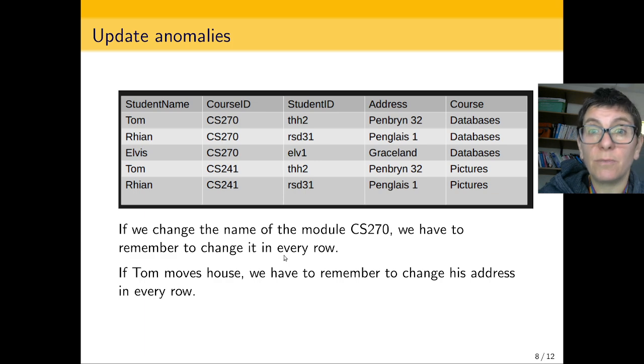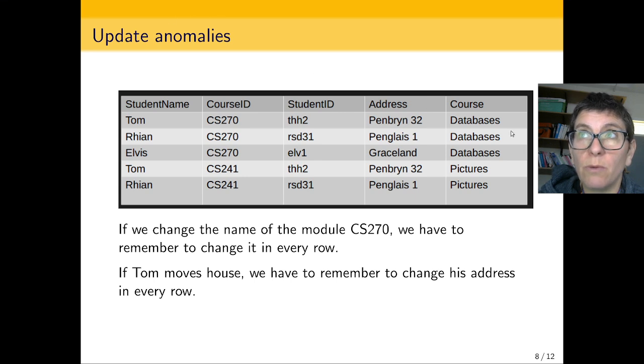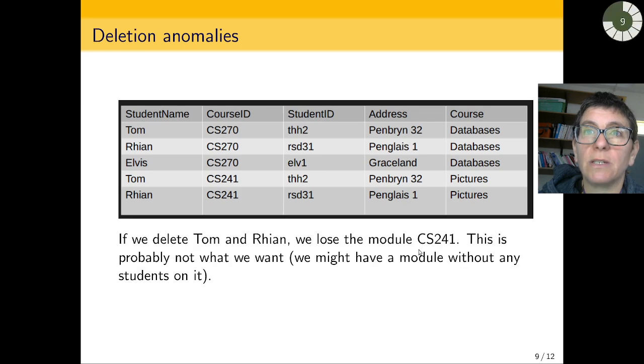Then there's update anomalies, right? So if we have the module 270 and instead of being databases, it becomes, I don't know, SQL. What we could do is we change it in one place, and that's fine, but we'd actually have to change it in 3 places. If Tom moves house, Tom's in the database twice because he's doing 2 modules. If he moves house, we'd have to remember to change his address in every row. So keeping our data up to date is problematic.